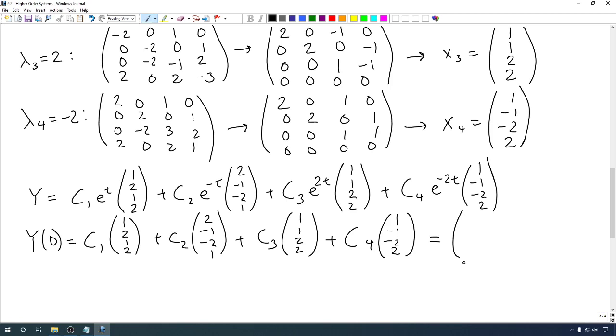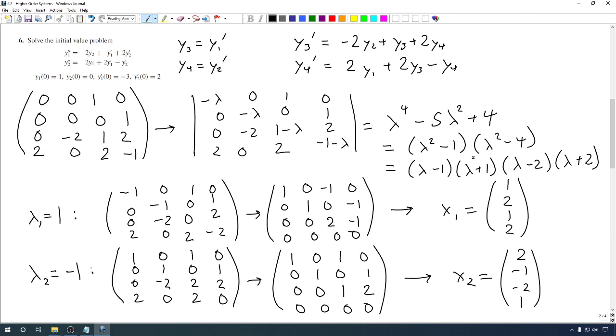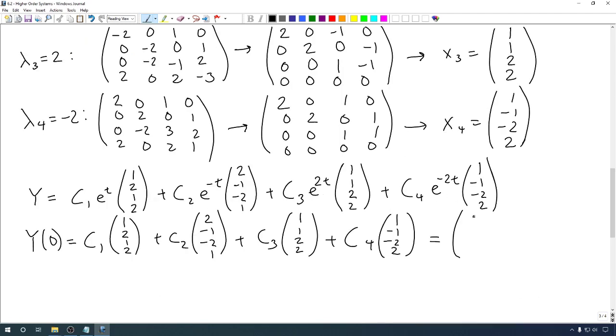And what is that supposed to equal? Well, remember, the first thing is supposed to be y1 of 0. Second one is supposed to be y2 of 0. Then we have y3 of 0, but remember, y3 is y1 prime. So y3 of 0 is this -3. And then again, y4 of 0 is y2 prime of 0, which is 2. So 1, 0, -3, 2. That's our column vector that we're supposed to get. 1, 0, -3, 2. And we're just solving for the c's.